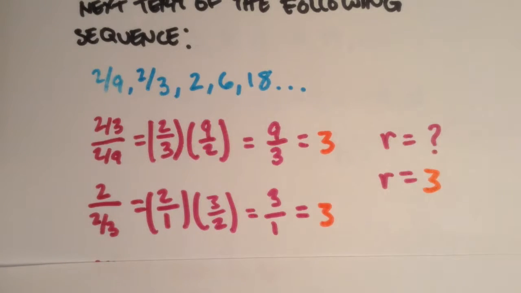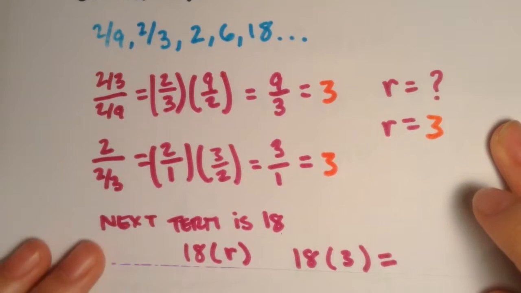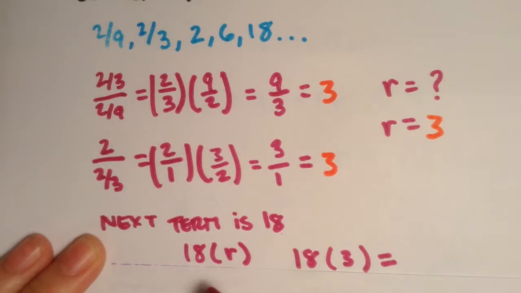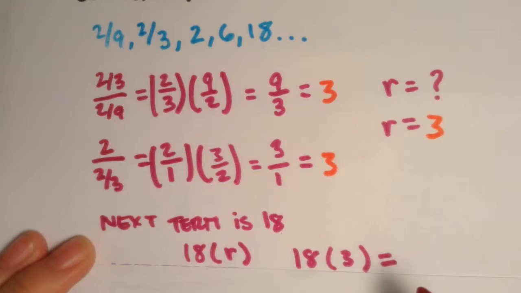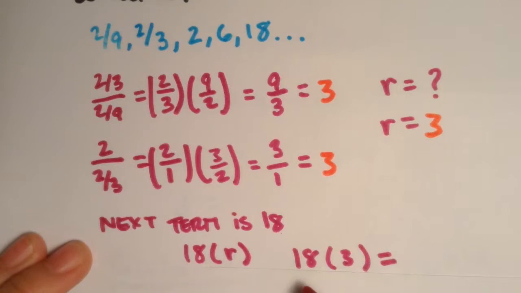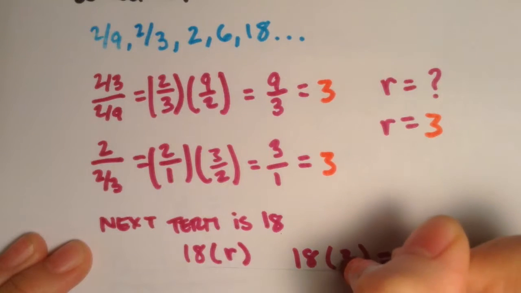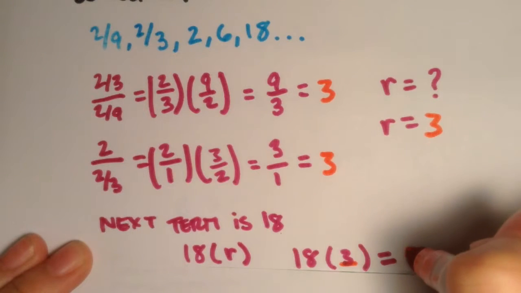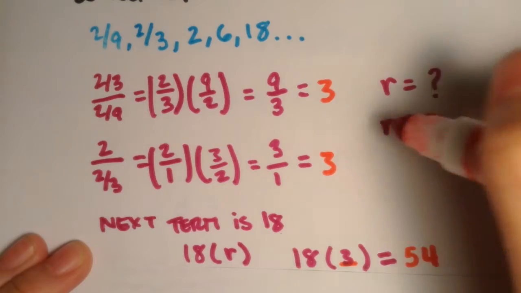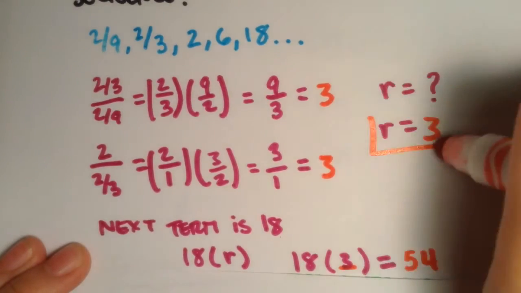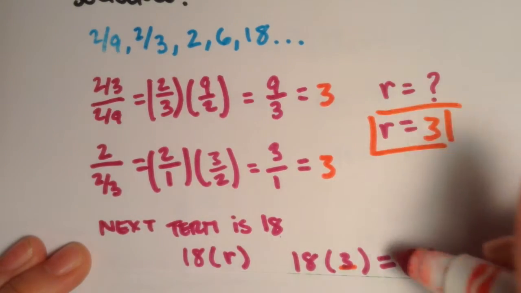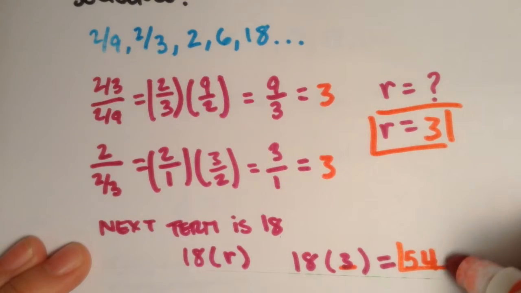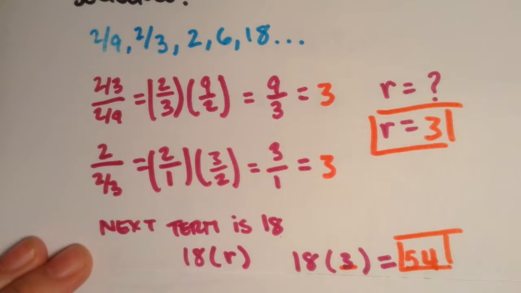And to find the next term, we have 18 times r, because this is geometric, remember. We have to multiply. And then I just plugged in the 3. 18 times 3 is 54. So we found our common ratio and the next term of the sequence.